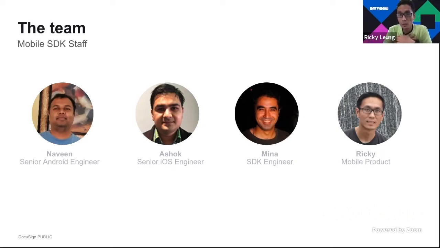So we have myself, my name is Ricky, and I work on the mobile product team. The scope of my responsibilities are really the apps and the SDKs. Then we have Naveen, our senior Android engineer. He's going to walk us through some code examples and some new features from the Android side.